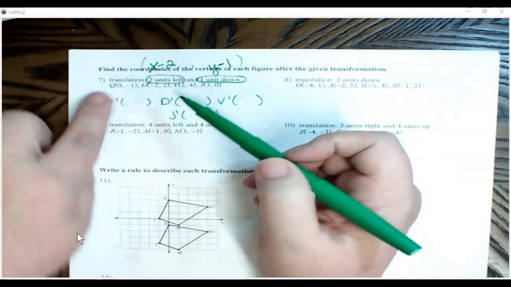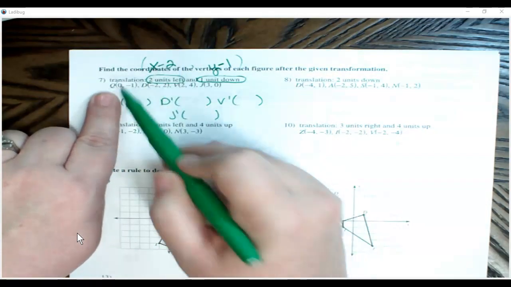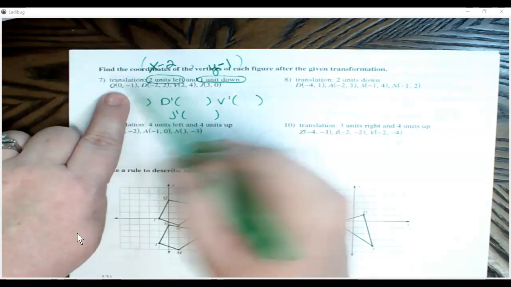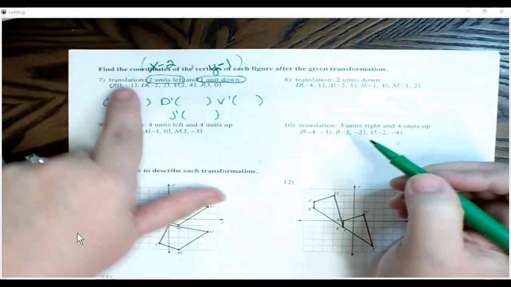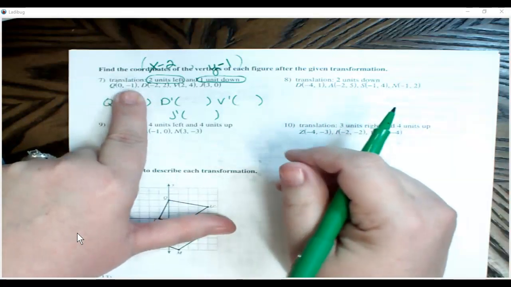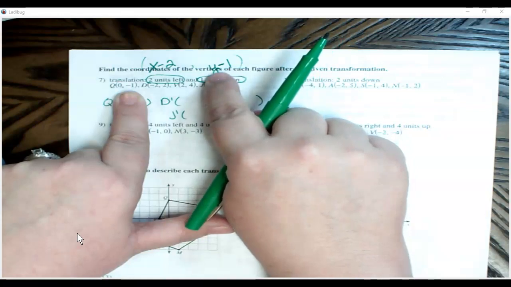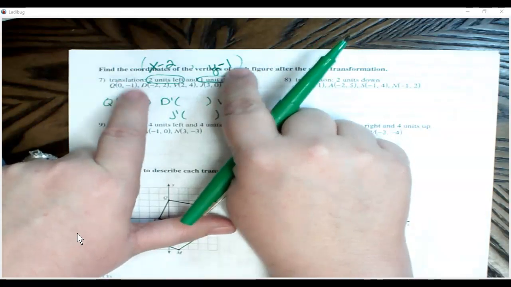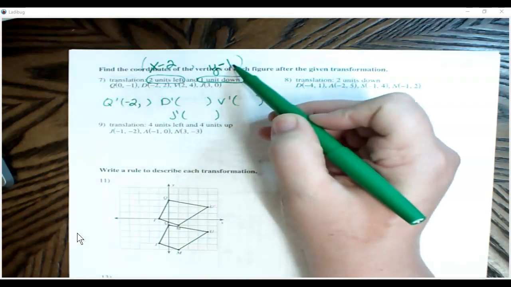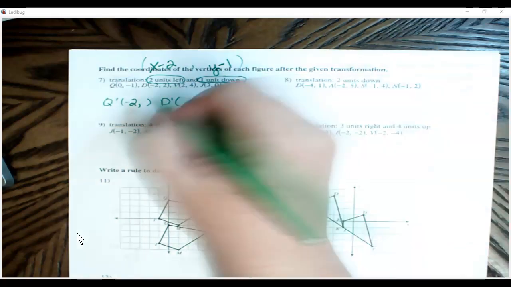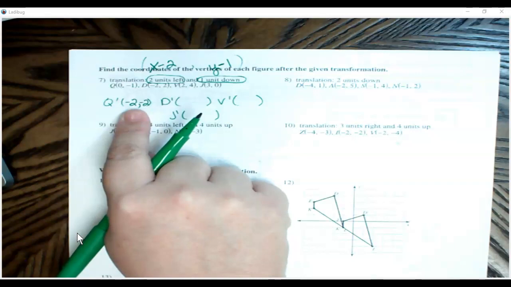So for Q, I take my x coordinate, minus 2. 0 minus 2 is negative 2. Now I have to do the y coordinate. Well, what did my y rule tell me to do? It tells me to subtract 1. My y coordinate, negative 1, minus 1, what does that give us? Negative 2. So Q prime is going to be at negative 2, negative 2.